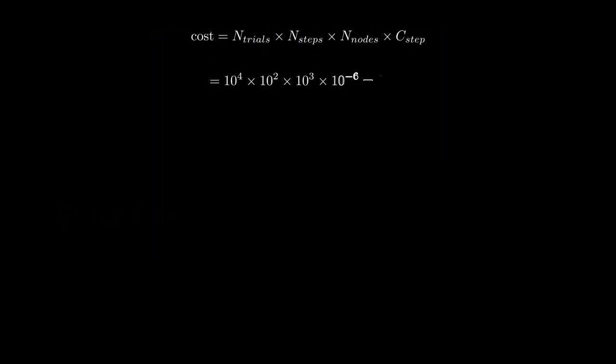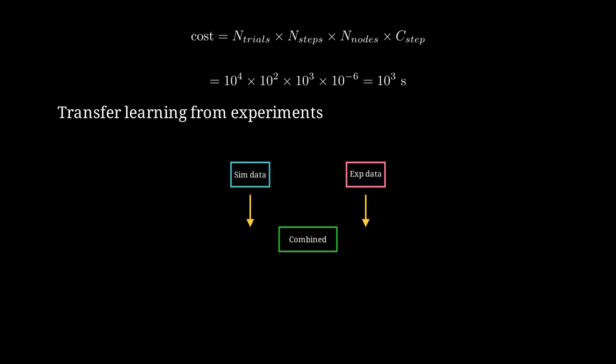This gives 1,000 seconds, or about 15 minutes on a single CPU. Parallel execution reduces this to seconds. Quite feasible. Pure simulation has model errors. We calibrate using real cooking experiments, then transfer learn to refine the policy. Simulation provides cheap, abundant data. Experiments provide ground truth. Combining both via domain adaptation yields accurate models.